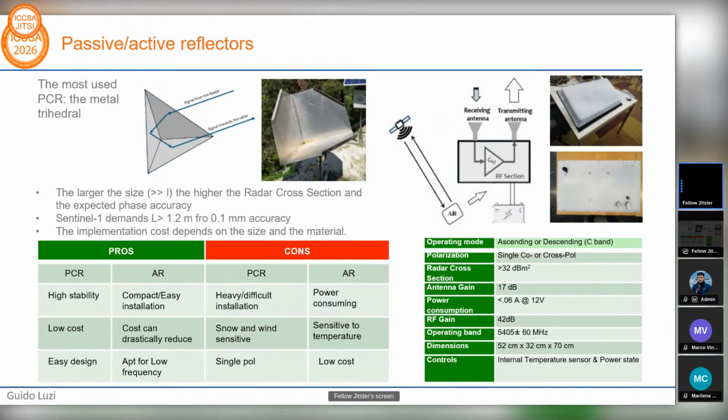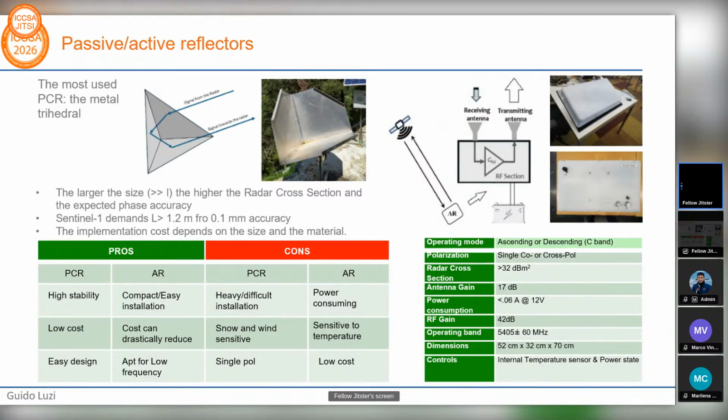The main advantage is that the cost can also be reduced, because microwave technology is becoming more and more cheap. It is also the only solution for lower frequencies, because if you increase the wavelength, you cannot install such an object otherwise.